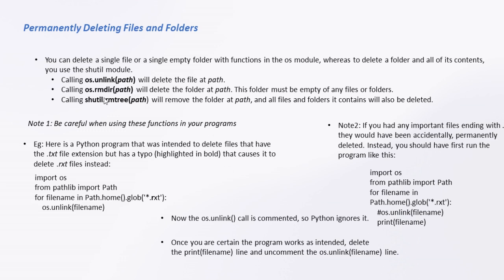Okay, if I say os.rmdir, it will delete the folder at the path, and this folder must be empty of any files or folders. That you have to note. shutil.rmtree(path) will remove the folder at the path. It will basically remove the folder which is specified in the path, and all the files and folders it contains will also be deleted. So there is a difference between rmdir and rmtree. rmdir will only delete the directory or the folder. rmtree will remove the entire tree. Whatever is there in that path, under that files, folders, everything will be removed.